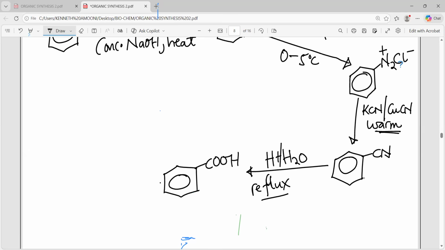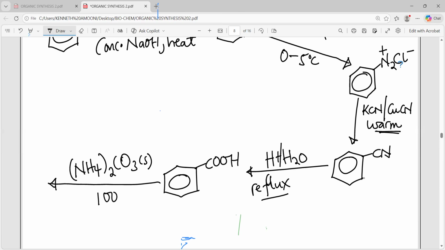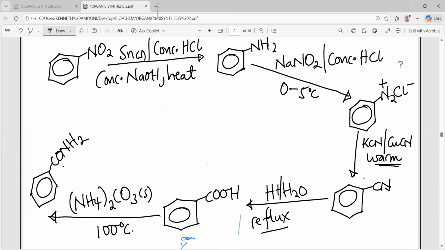COOH. Then at the end of the day, you're going to add ammonium carbonate, and then you're going to heat it at 100 degrees Celsius. It's going to give you that amide, NH2. And that is the synthetic pathway.